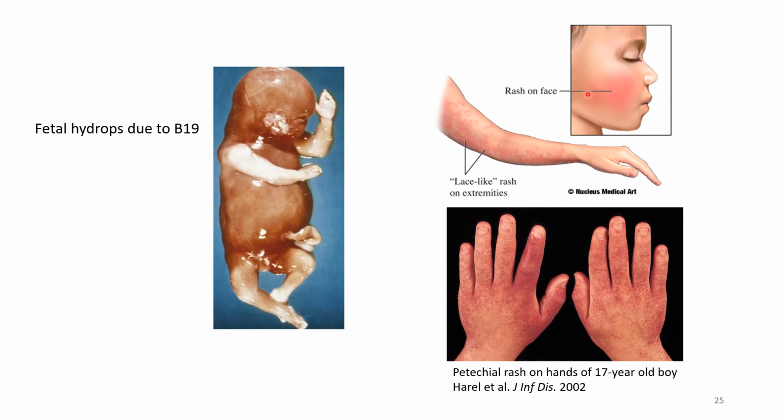Okay, here we're seeing the rash on the face, the slapped cheek rash, and also we're seeing the lace-like rash on the extremities and a petechial rash on the hands. Here we're looking at the hands of a 17-year-old boy. Okay, so we call it the papular purpuric gloves and socks syndrome. Okay, it looks like this child is wearing gloves, right? So papular purpuric gloves and socks syndrome.